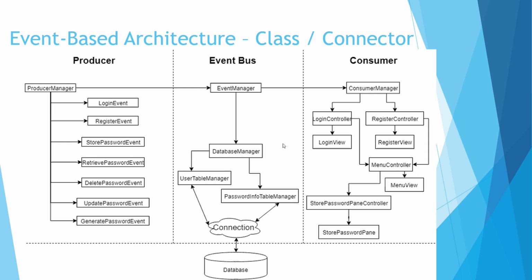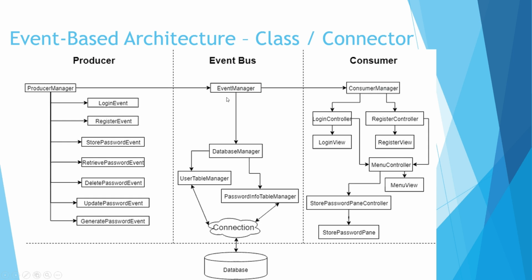So again, event-based architecture, this is the class and connector relationships here. Producer, event bus, consumer, again, left to right. You can see the producer manager class component here, and you can see how it ties in with all these events here on the left side. We have the login, register events, storing, retrieving, deleting, updating, generating password events here.